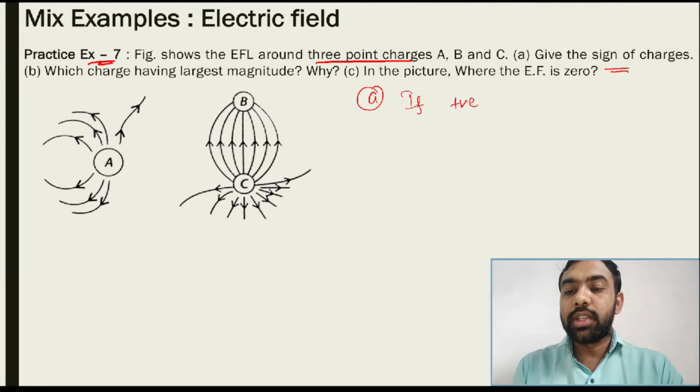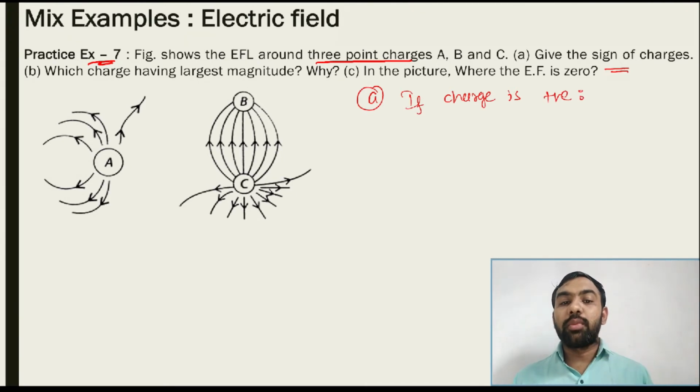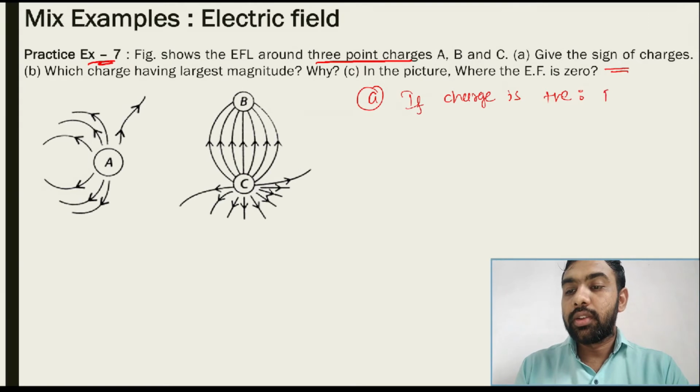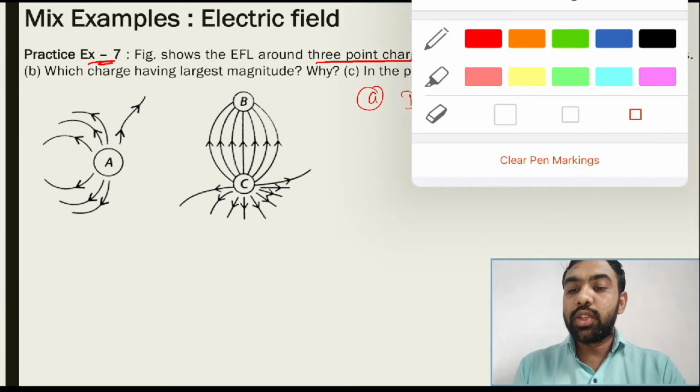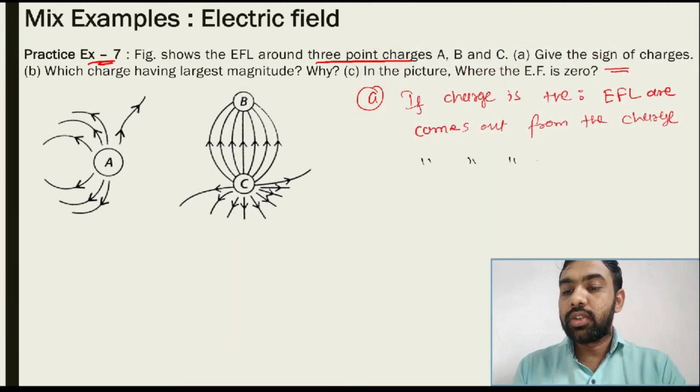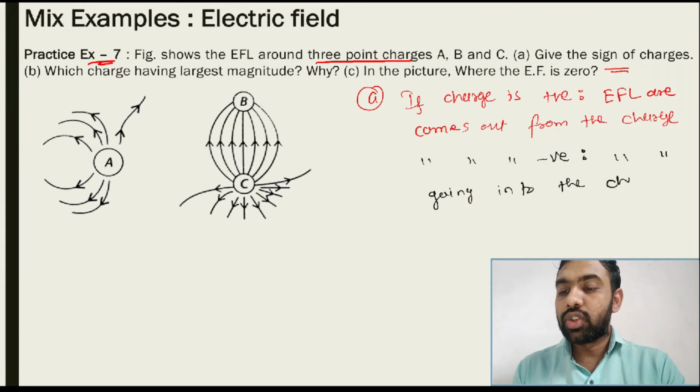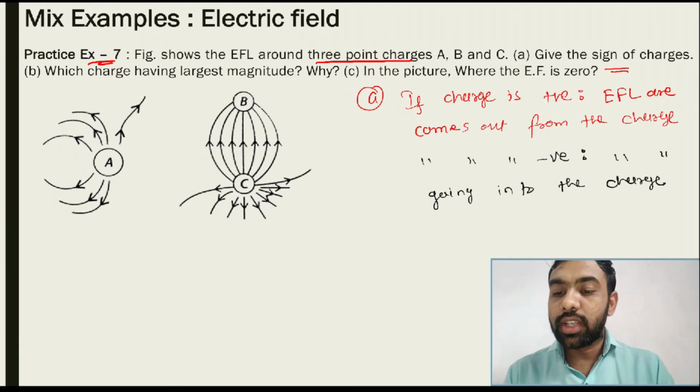If you consider any charge is positive, then electric field lines come out from this charge. And if you consider the situation where the charge is negative, then electric field lines are going into the charge. Electric field lines are going into the charge. There are these two things.